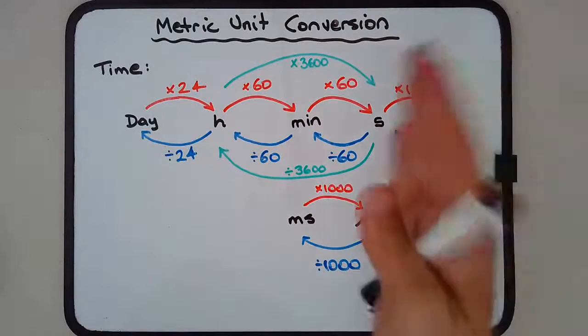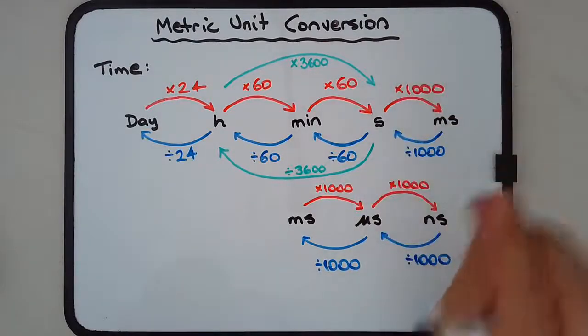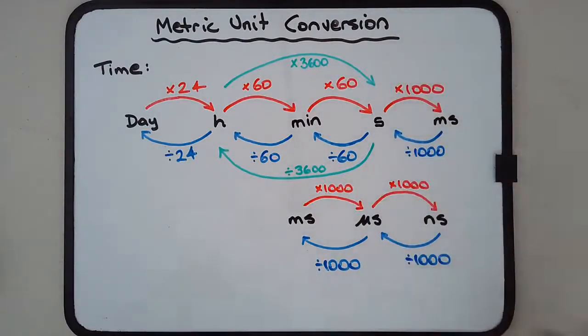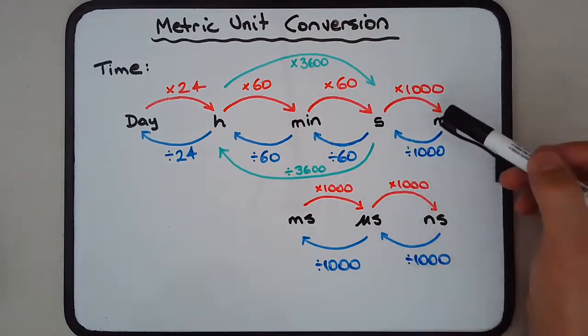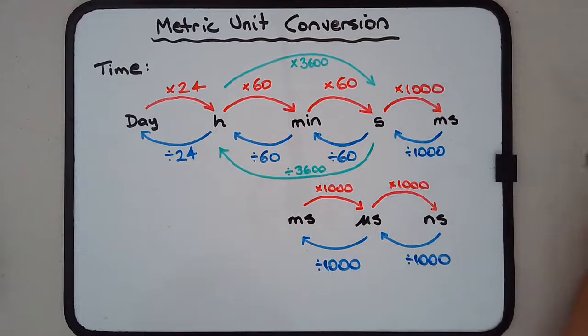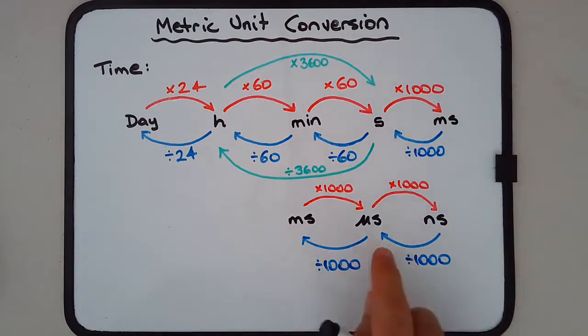But splitting the second up into smaller units like milliseconds, microseconds, nanoseconds, you can see that the prefixes are the same. Milli: milligram, millimeter, milliliter. In another video, we'll look at metric unit conversion for capacity, liters and milliliters, for example. Micro: microseconds, micrometers, micrograms. So these prefixes are very important.